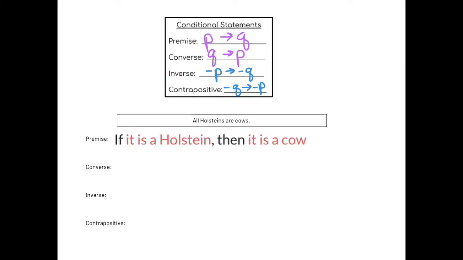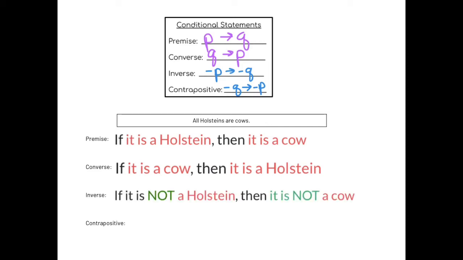The original premise would be if it is a Holstein, then it is a cow. Switching the hypothesis and the conclusion locations creates the converse, which means if it is a cow, then it is a Holstein. Now we're going to negate both of those to turn them into the inverse and contrapositive. So the inverse would read, instead of if it is a Holstein, then it is a cow, if it is not a Holstein, then it is not a cow.